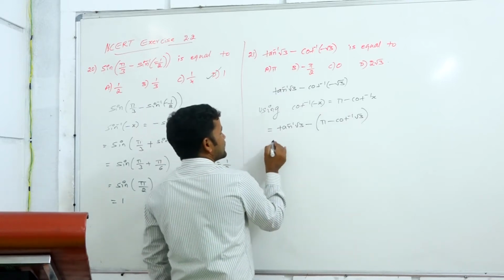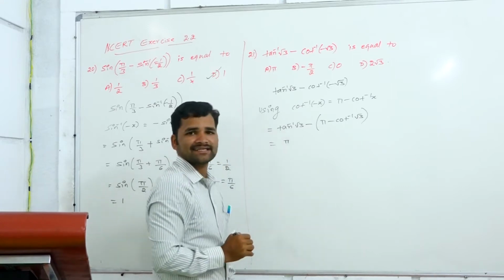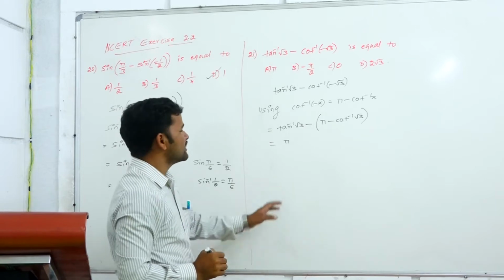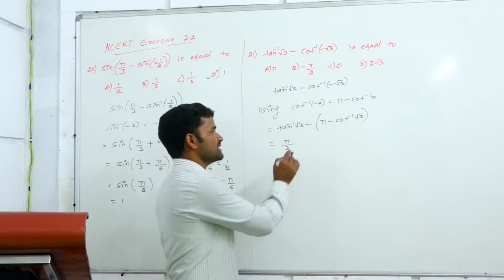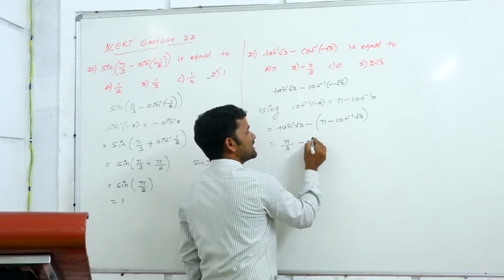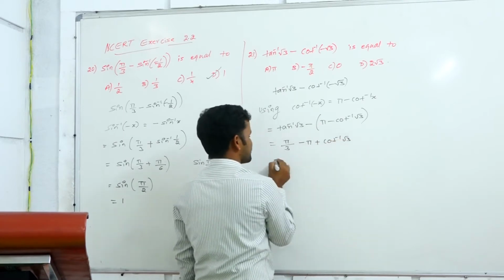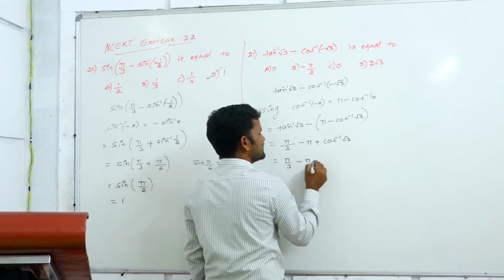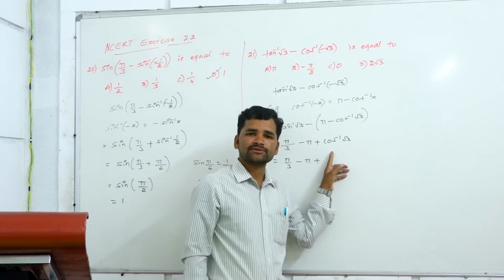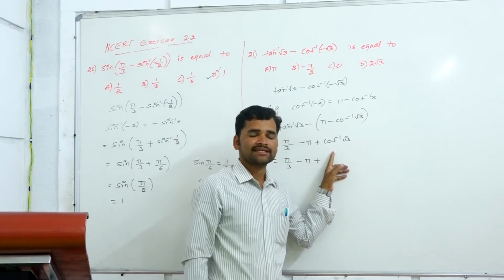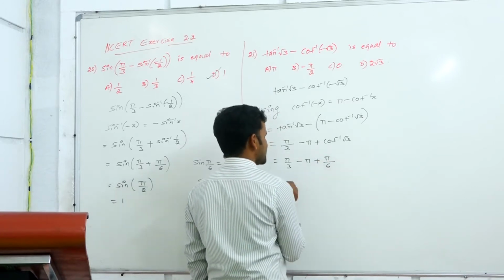Fine. Tan inverse of root 3 we will write, that is nothing but 60 degree. Tan 60 degree is equal to root 3. Tan inverse of root 3, 60 degree means pi by 3. Minus will get multiplied with this, minus pi, minus minus becomes plus, plus cot inverse of root 3. I have pi by 3 minus pi plus cot inverse of root 3. Cot of which angle gives you root 3? That is 30 degree. Cot 30 degree is root 3. 30 degree in radians we will write pi by 6.